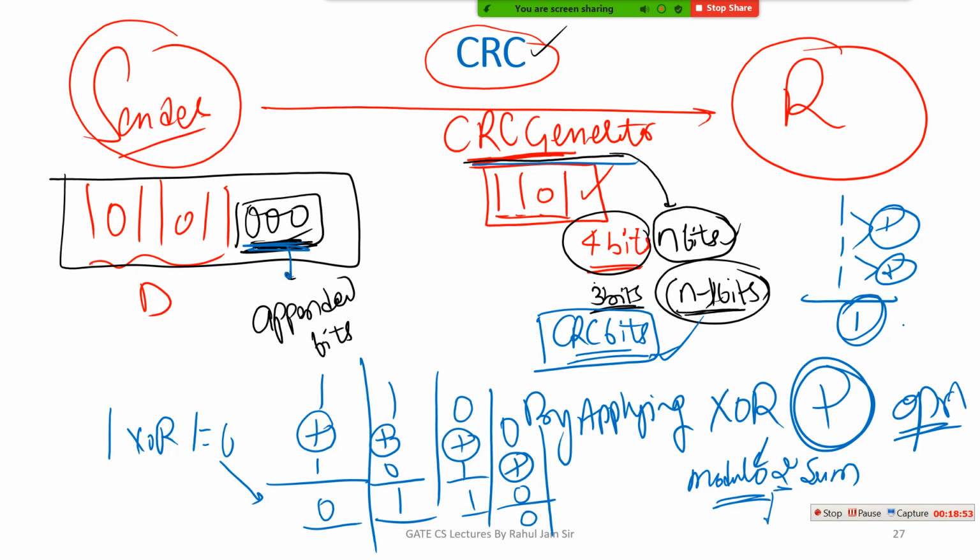So the result of XOR would be either 0 or 1. If it is completely divisible by 2, it is 0. If it is not divisible by 2, it would be 1. So this is the functionality of the XOR operation.